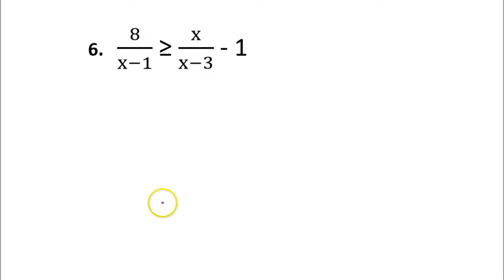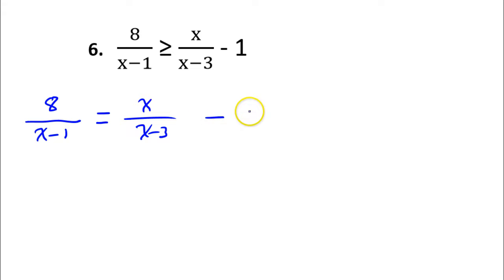All right, let's do one more inequality. As soon as I see that greater than sign, I know it's going to be a number line and test values. Yeses and nos. First, to find out the values that go on the number line, we have to solve the related equation 8 over x minus 1 equals x over x minus 3 minus 1.